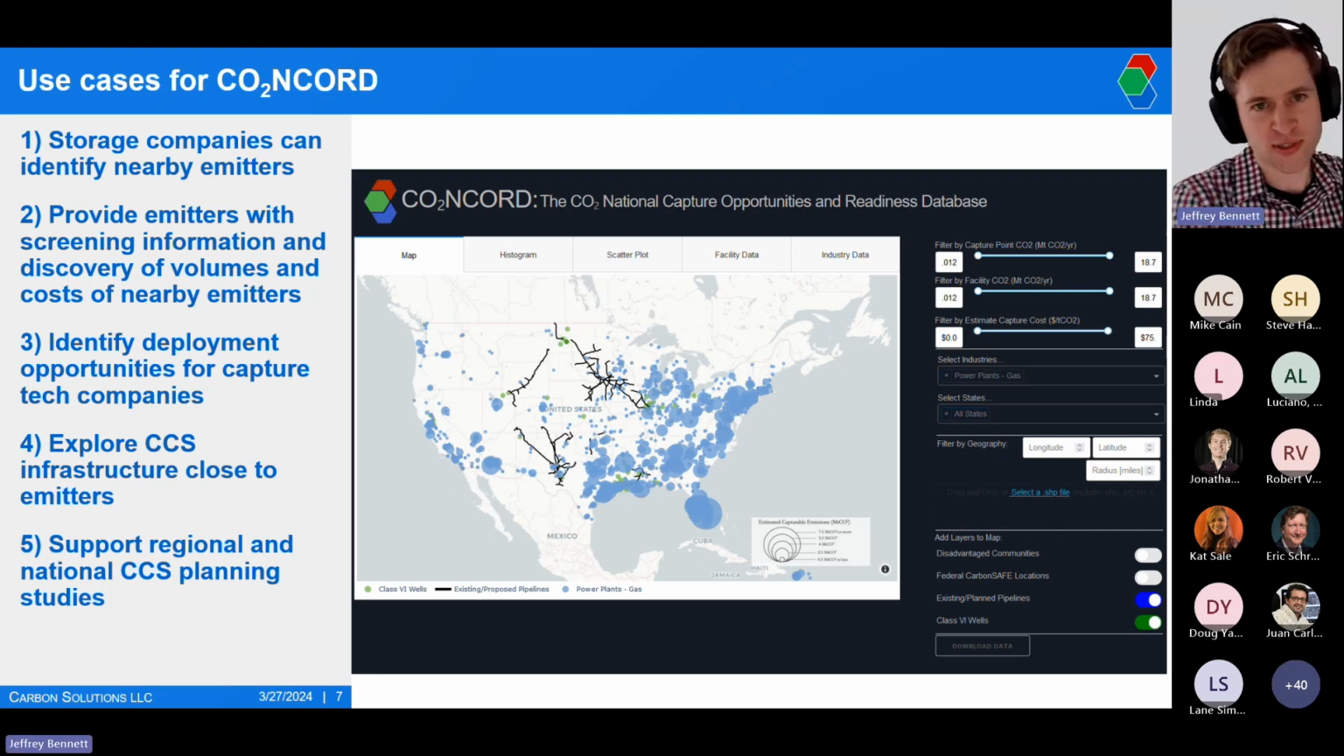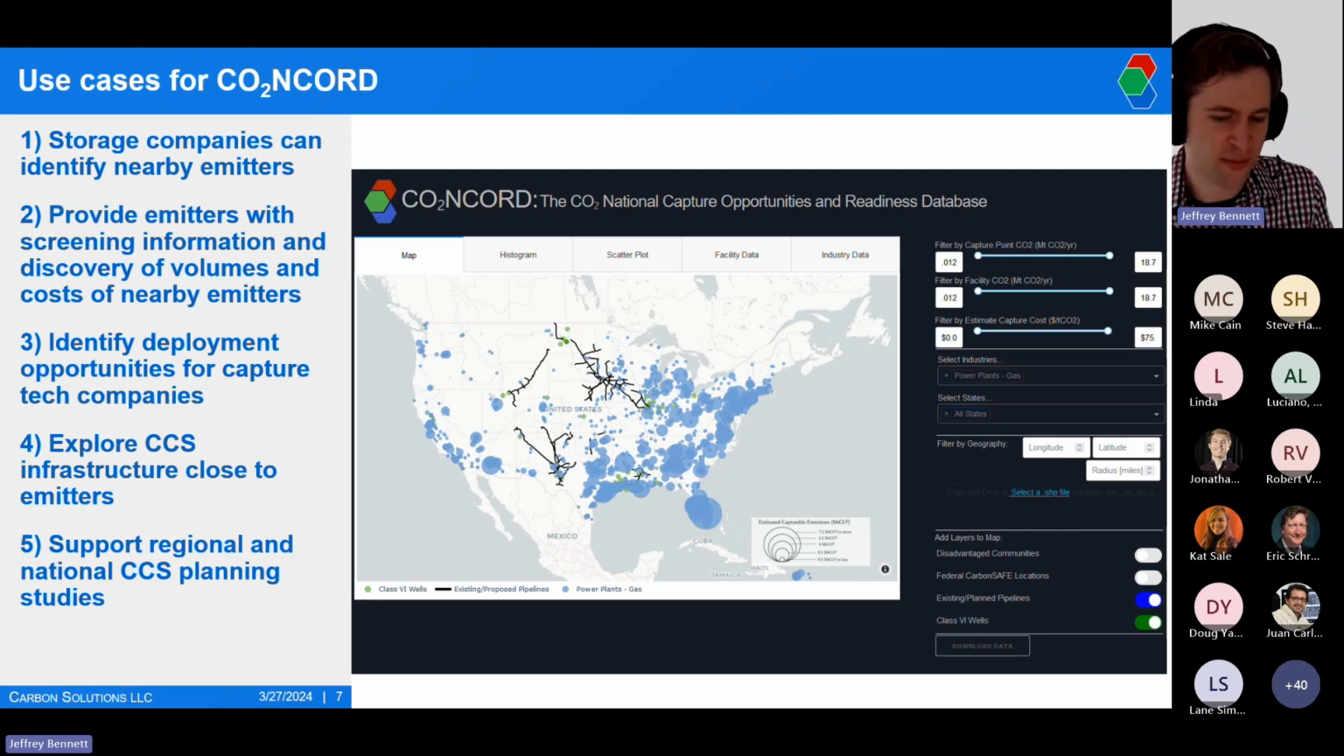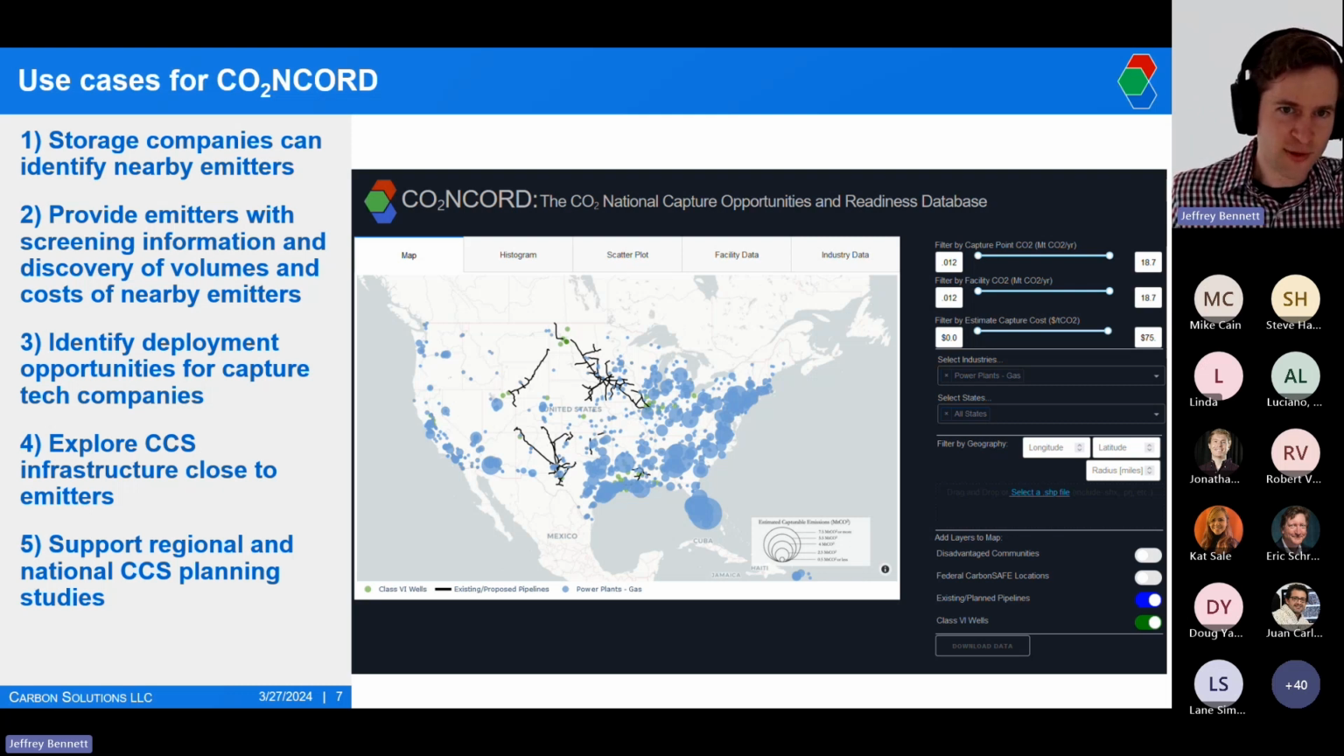It can also be used in a different approach where perhaps there's a facility that is emitting CO2 and they're interested in finding out what other emitters are nearby them. Perhaps they want an estimate of those costs to help them figure out, is there an opportunity for a carbon storage hub, carbon capture hub?